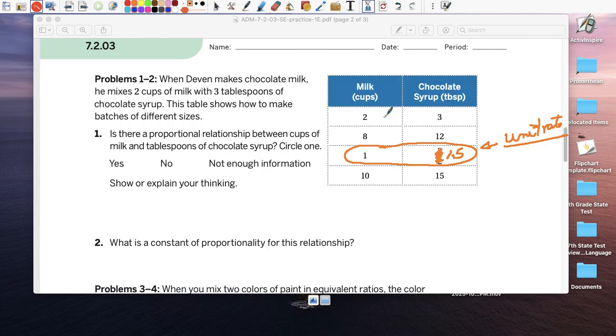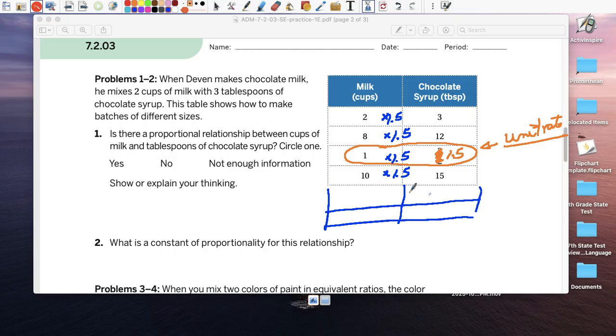So now that I know the unit rate, look what I can do with it. I can go over here and say times 1.5. I can go here and say times 1.5. This was also times 1.5. This was 1 times 1.5. And let's just say, and I'm making this up, that I had other values, 45 and 96, and you have a huge party and you have 45 cups of milk. How much chocolate syrup would you use to keep the same flavor as when you had 2 cups of milk and 3 of chocolate? Well, this one will be times 1.5. So having the unit rate makes life so much easier.